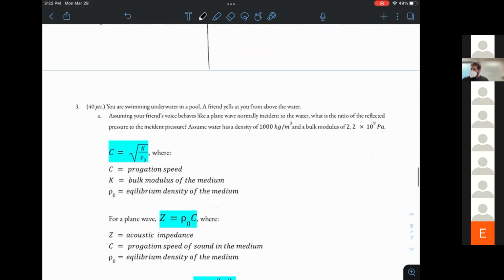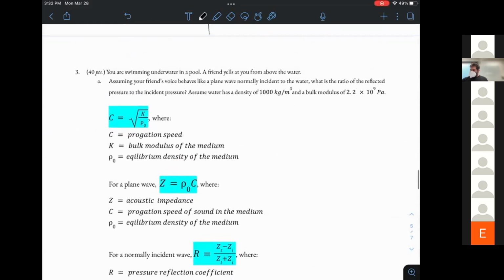Okay, cool. Let's actually talk about question 3. You are swimming underwater in a pool. A friend yells at you from above the water. Assuming your friend's voice behaves like a plane wave, normally incident to the water. What does normally incident mean? Perpendicular? Yeah, exactly. So a plane wave perpendicular to the water, what is the ratio of the reflected pressure to the incident pressure? And then we've got a couple of values, a density and a bulk modulus.